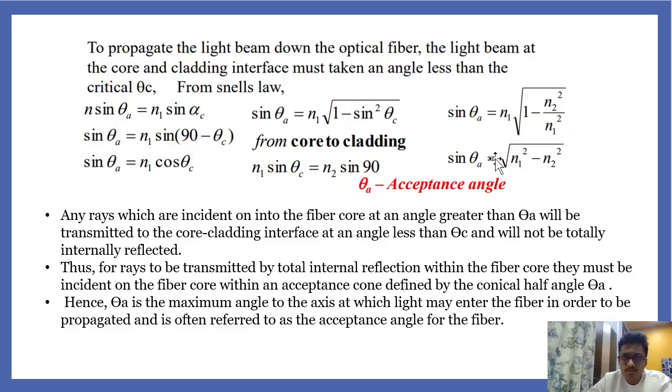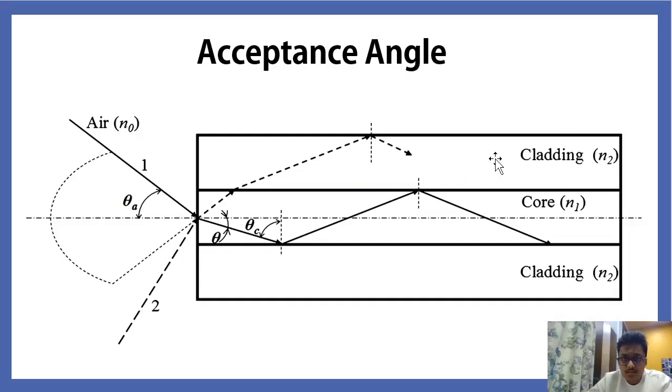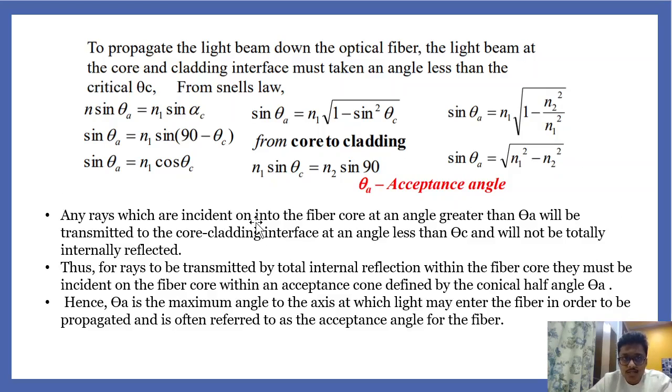From Snell's law, it can be stated that n sine theta A equals n1 sine alpha C. Here alpha C is 90 minus theta C, where theta A is this angle, alpha C is this angle, and theta C is the critical angle. So sine theta A equals n1 sine (90 minus theta C), which is n1 cos theta C. Then cos theta C can be converted back into the form of sine, and we get sine theta A as the square root of n1 squared minus n2 squared. Here n1 is the refractive index of the core and n2 is the refractive index of the cladding.